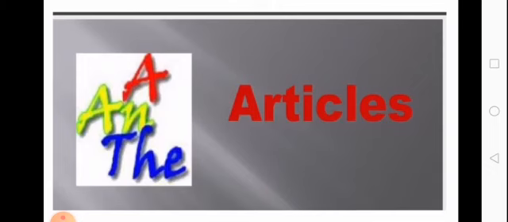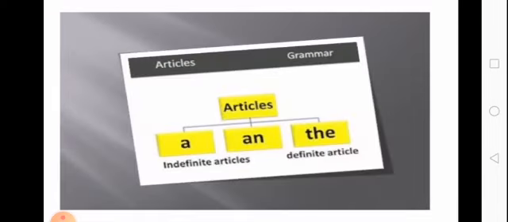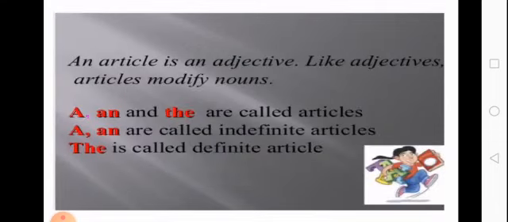So I now start articles. What is an article? Look at the picture. What is there? A, an, and the. These are called what? Articles. Articles are a, an, and the. Now we will divide them. A and an, both of them are indefinite articles, and the is a definite article. It means that whenever we use the article the, there is some speciality in this thing. Clear? An article is an adjective. Like adjectives, articles modify nouns. Why do we use articles? Because it gives more information about the noun.